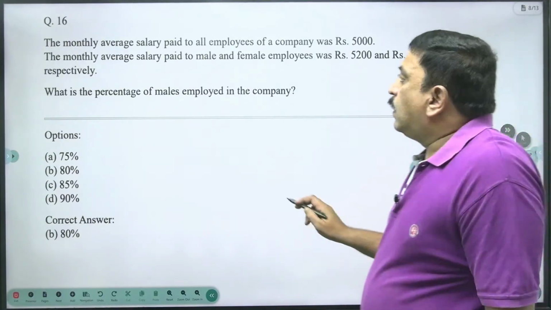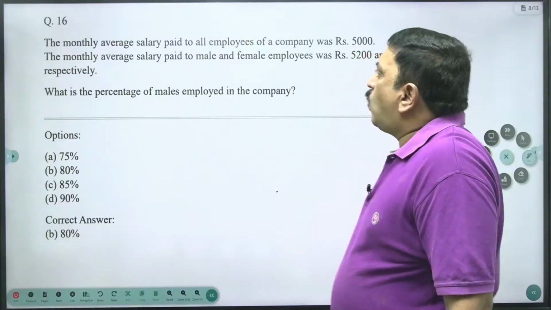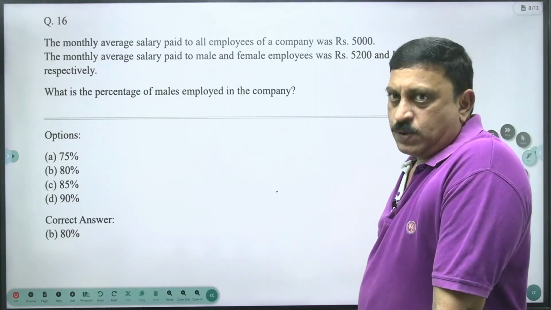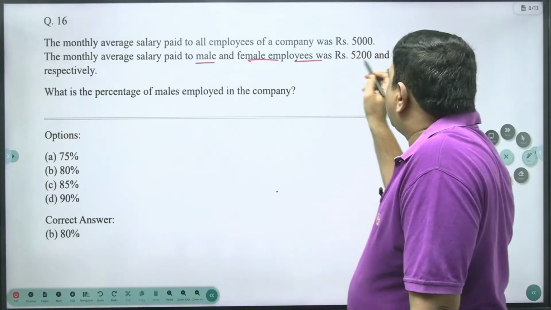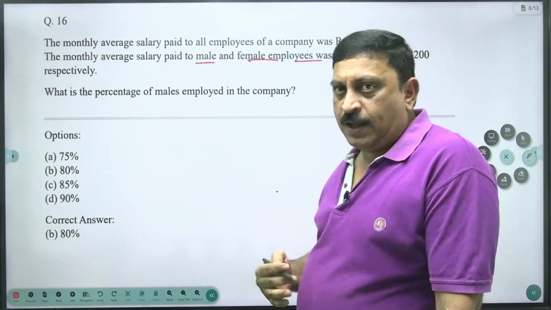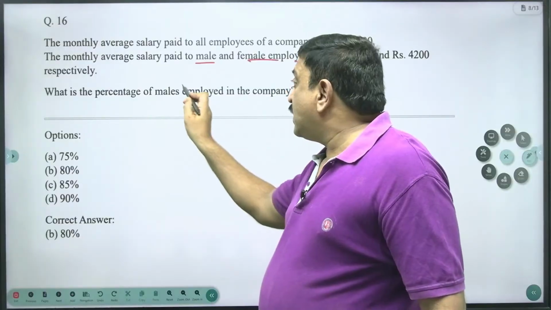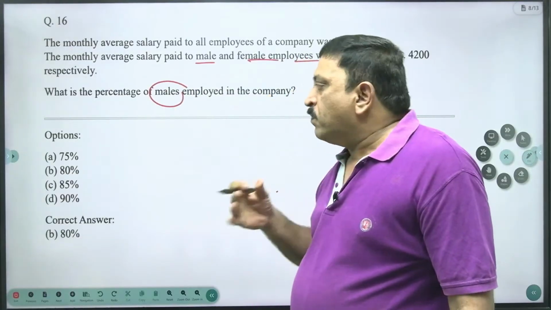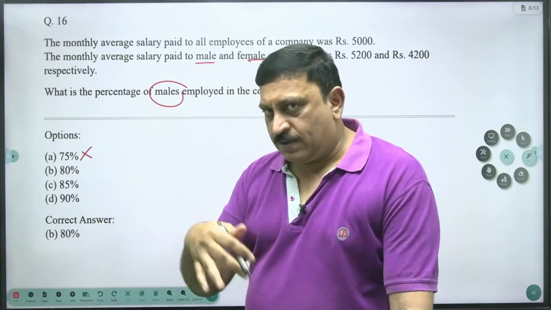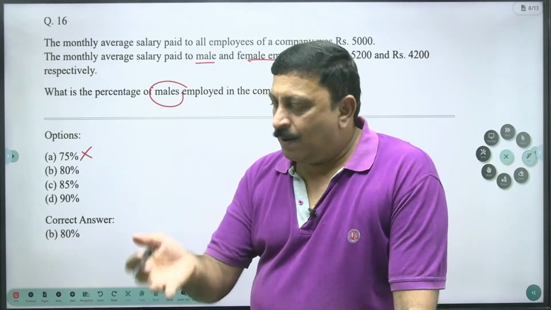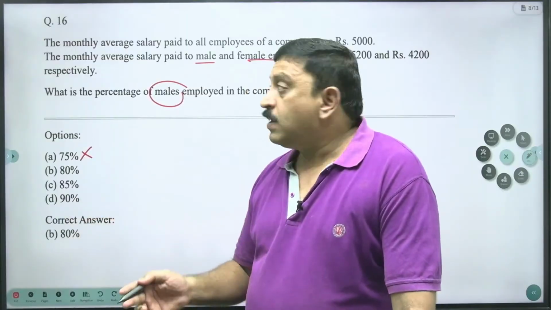Here, the monthly average salary paid to all employees of a company was 5,000. The monthly average salary paid to male and female employees was 5,200 and 4,200 respectively. And what is the percentage of male employees in the company? Actually, in the UPSC, they have given the answer as 78%. That is their original key, but actually it is wrong. It is 80%. How is it?